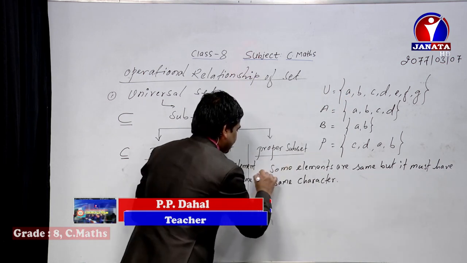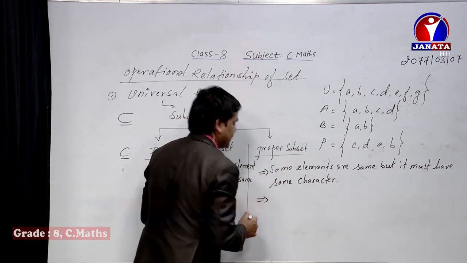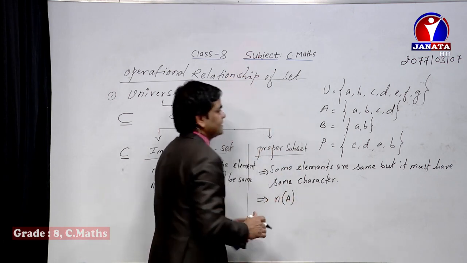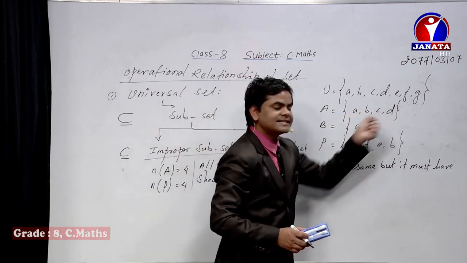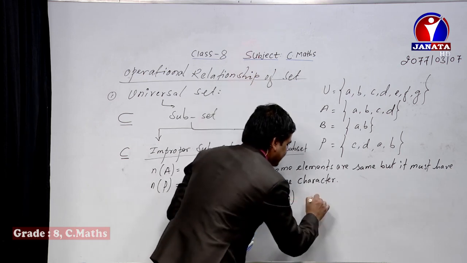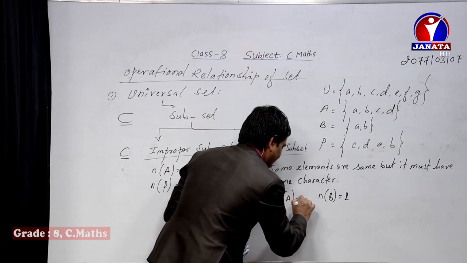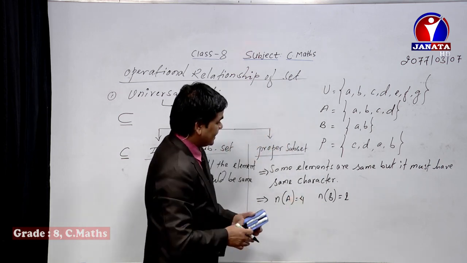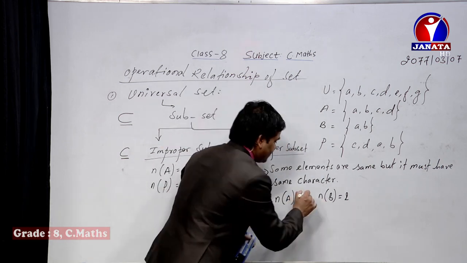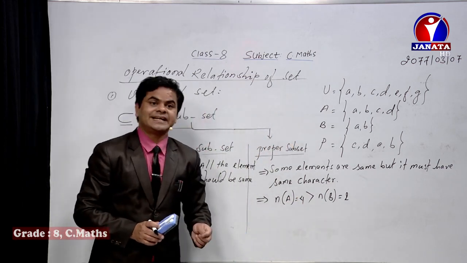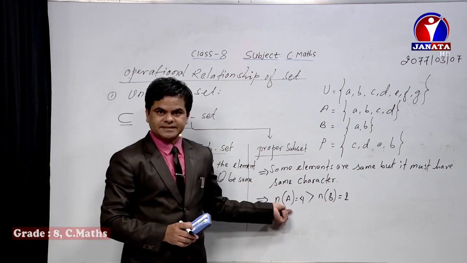Another character should be, dear students, the number of elements contained in a set. There are 4 elements A, B, C, D. But in case of set B, how many are there? Just 2. And here are 4. So the number of elements of a proper subset must be less than the number of elements contained in the set.